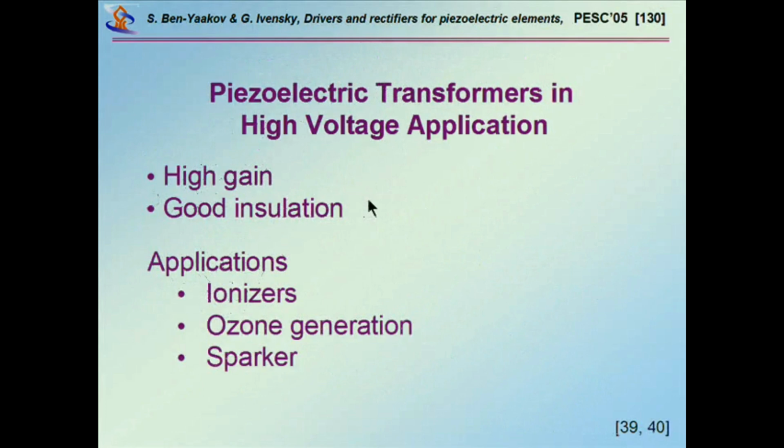Now there are some applications where you'd like to generate high voltages, and the piezoelectric transformer is really a very good choice for that, because you can get high gain with the Rosen type. You can get good insulation because of the ceramic material, and applications that have already been using these capabilities are ionizers, ozone generators, sparkers, and igniters, even for high pressure lamps.